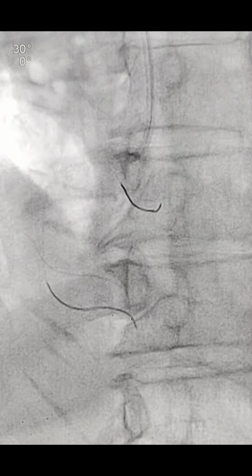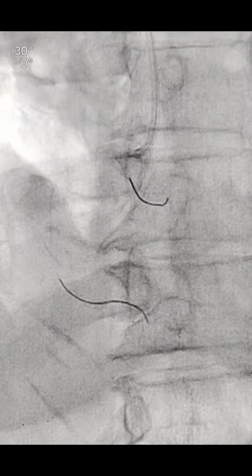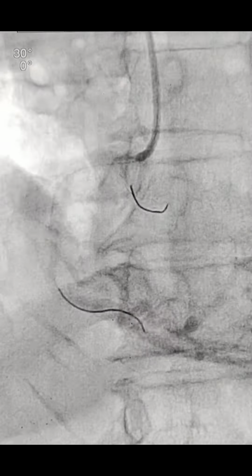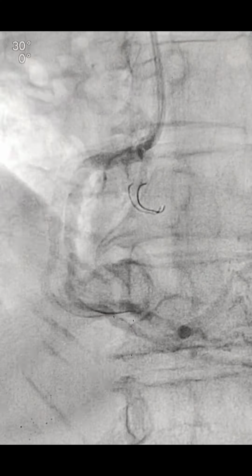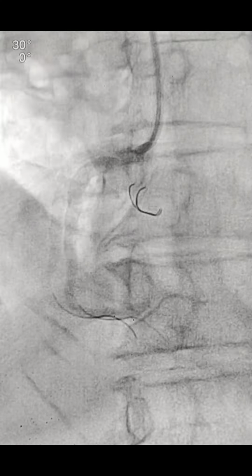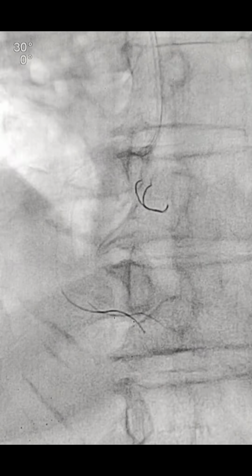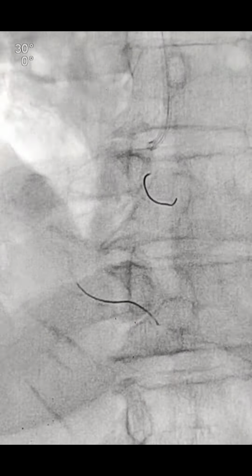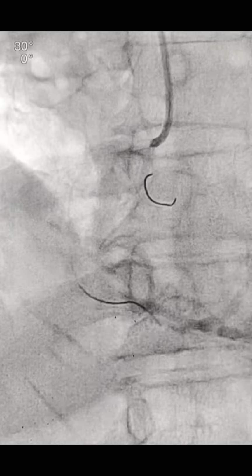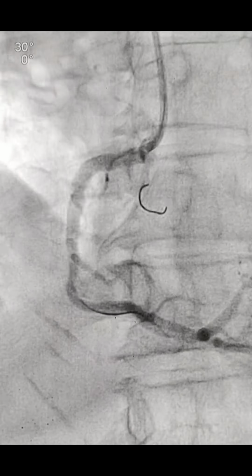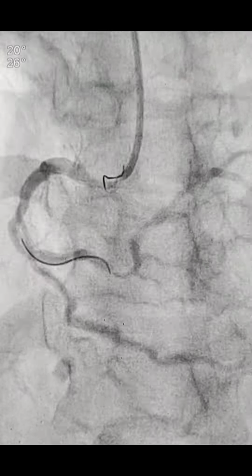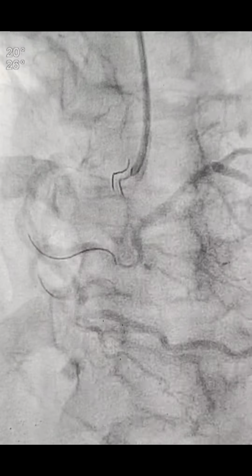This is, you can see the right ostial lesion, a tight lesion. So we decided to keep one wire in the aorta. This is a floating wire technique or seesaw wire technique for the ostial RCA angioplasty. So this was a very tight lesion, so we decided to do the pre-dilatation with this. So this is a cranial view.